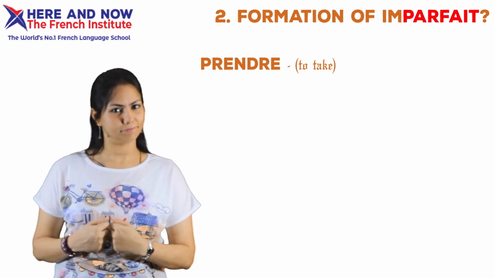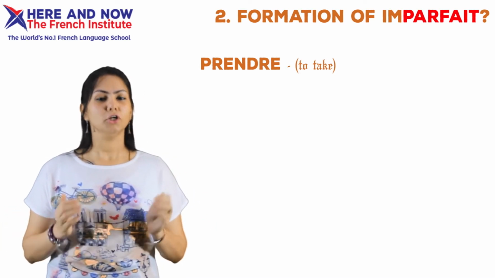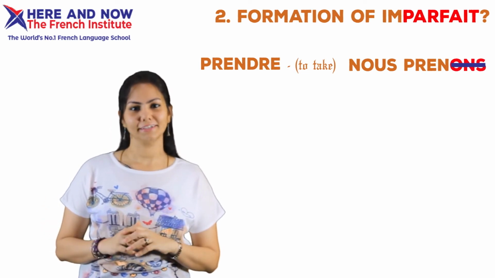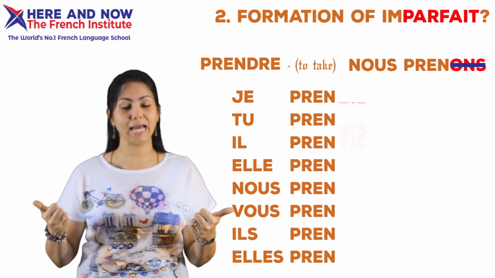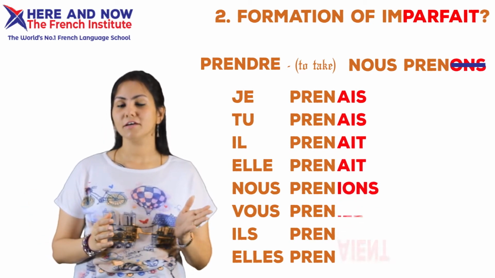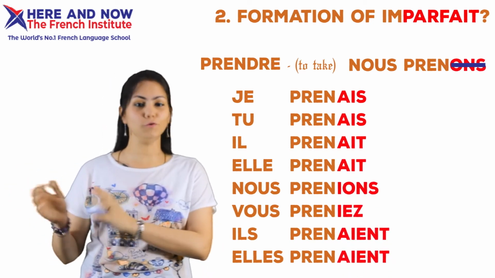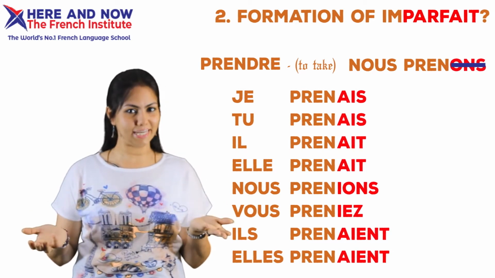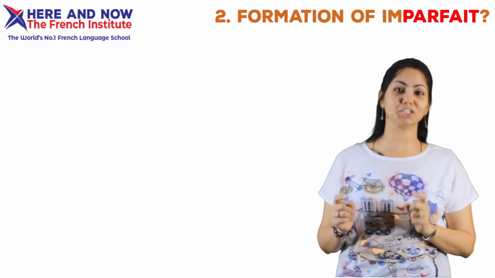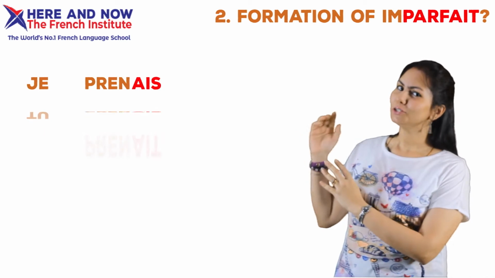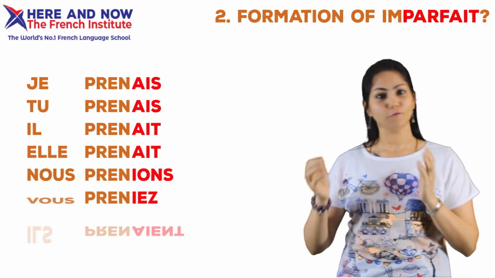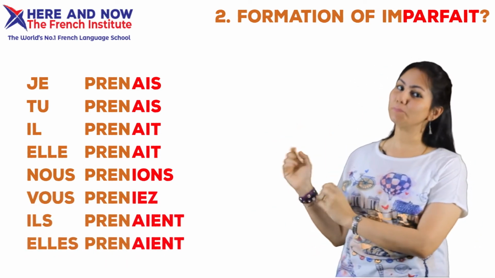For example, let's take the verb prendre. Prendre, which means to take. In the present form, it is conjugated as nous prenons. We remove the ending ons and add ais for je and tu, ait for il and elle, ions for nous, iez for vous, and finally aient for ils and elles. So here we have the imparfait conjugation ready. Je prenais, tu prenais, il prenait, elle prenait, nous prenions, vous preniez, ils prenaient, elles prenaient.